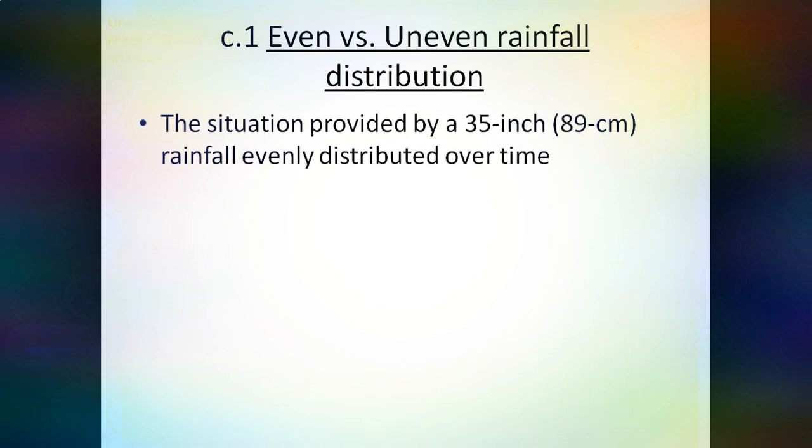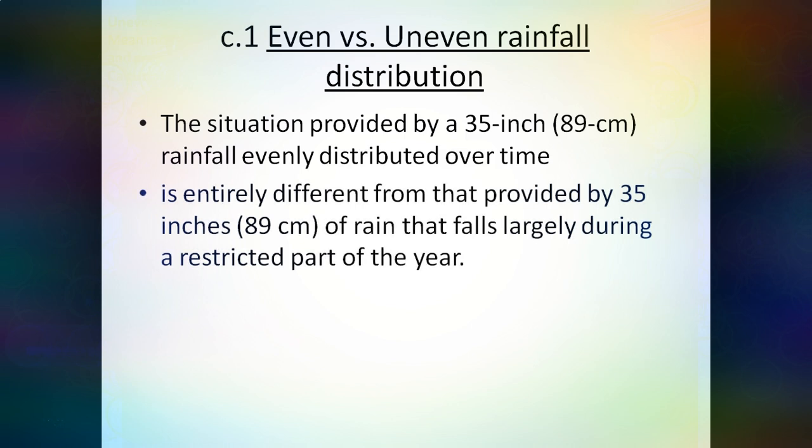The situation provided by a 35-inch rainfall evenly distributed over time is entirely different from that provided by 35 inches of rainfall that falls largely during a restricted part of the year. That is, the amount of rainfall is the same, 35 inches, but if it is evenly distributed, its effect on the ecosystem will be different from that if it is unevenly distributed.